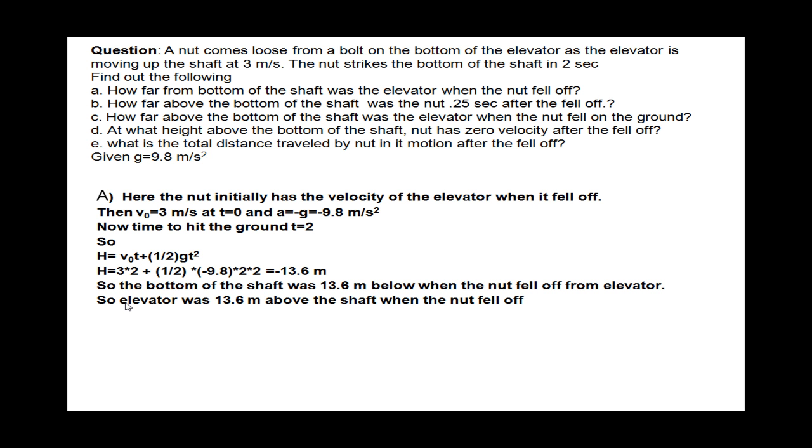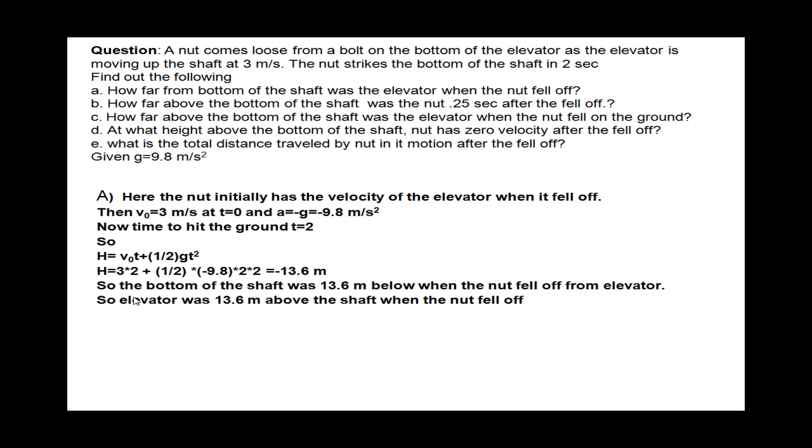So we can use the second equation, h equals ut plus half at squared, and if you substitute the values of initial velocity, acceleration and time, it will give you minus 13.6 meters. Since it is minus, you can understand it is downward from the point of fall off. So the bottom of the shaft was 13.6 meters below the nut when the nut fell off the elevator. So we can say that the elevator was 13.6 meters above the bottom of the shaft when the nut fell off.